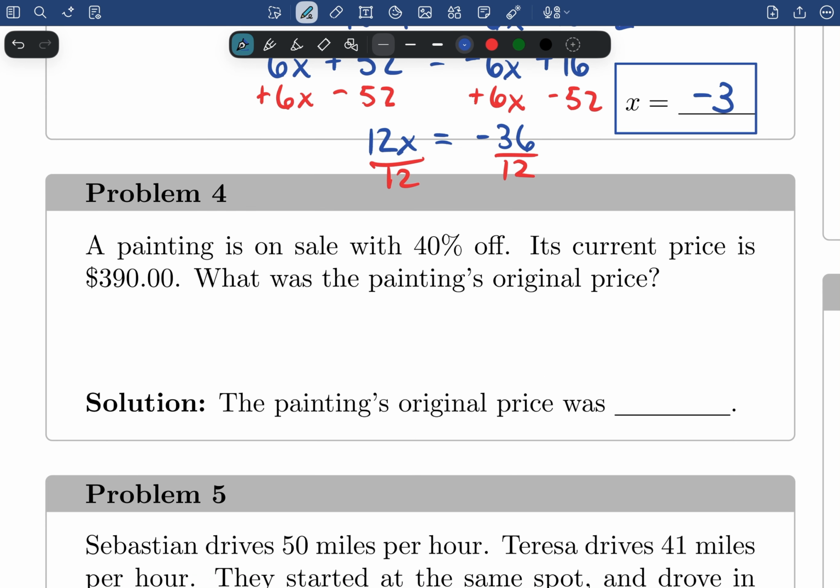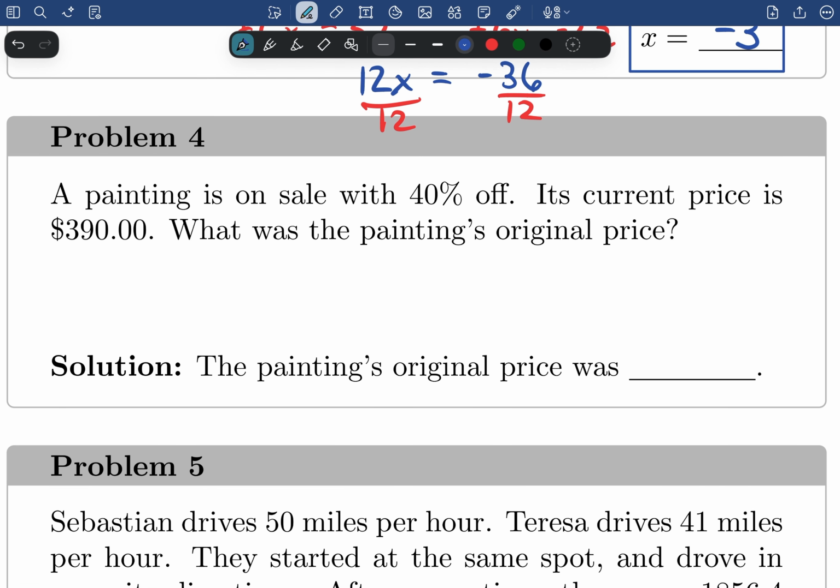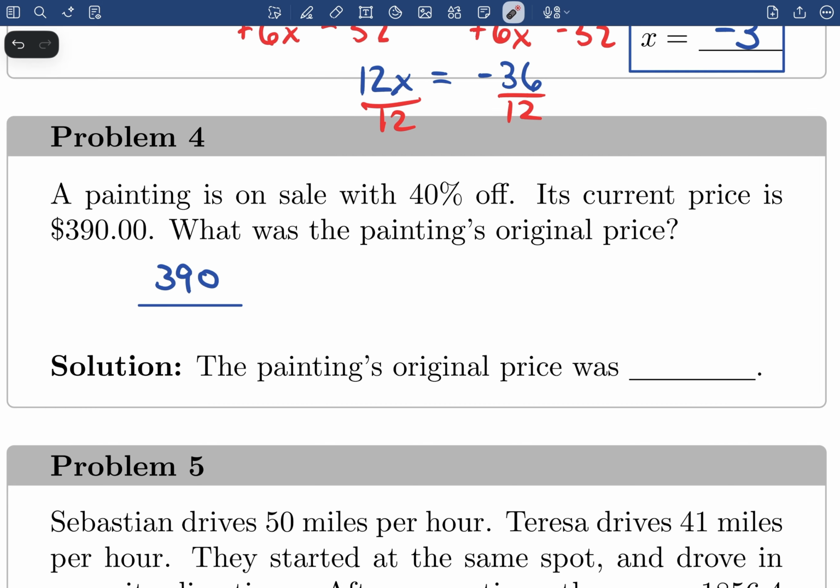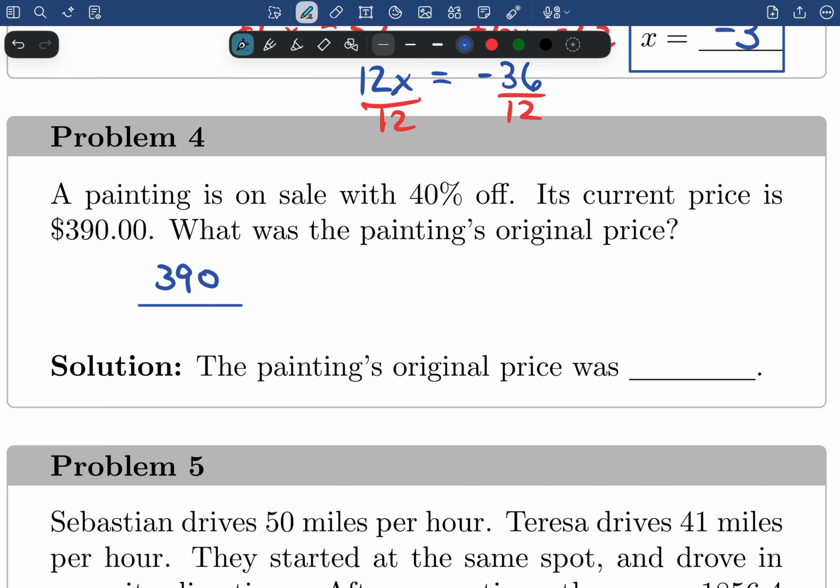So a painting is on sale with 40% off. Its current price is $390. What was the painting's original price? Now, the easiest way for you to get this done is to take that 390 current price and divide by the percent that its value is currently. So if it's 40% off, then it's valued currently at 60% of its original price.